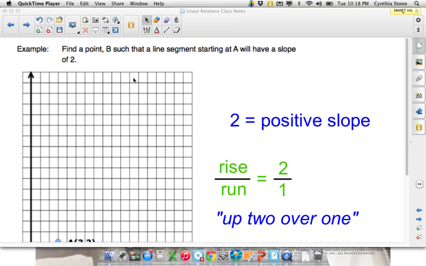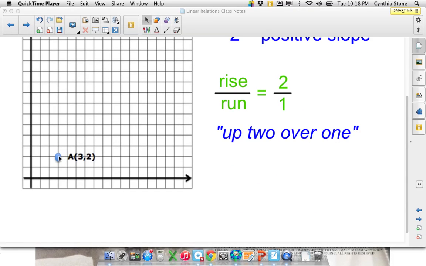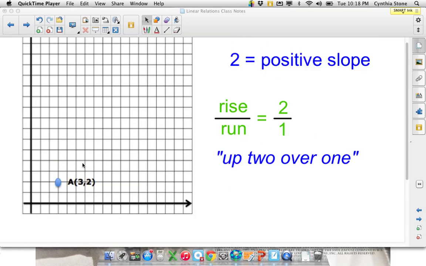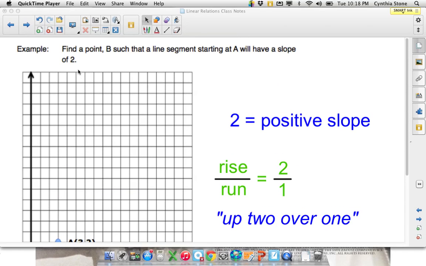And this first question, I don't think I worded it very well, but it's just saying find a point B that would fall on a line. That part's not very clear, but that would be on a line that starts at A, right here, with those coordinates, and it has a slope of 2.